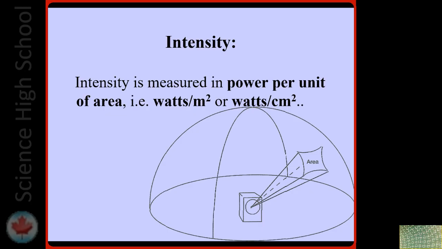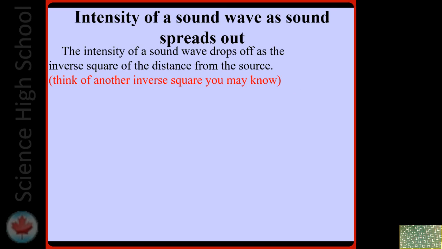So intensity is measured in power per unit of area. And so that would mean that there is a certain amount of power, watts, per meter squared that power gets spread out. And you can see in the illustration, there's a little area here, and this area here is a patch of that sphere. And so we could talk about how many watts of power are hitting this patch if the patch was measured in meters squared. So intensity of sound, a sound wave, as sound spreads out.